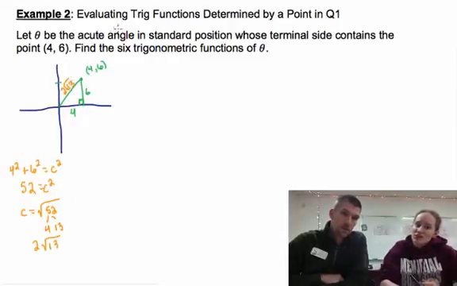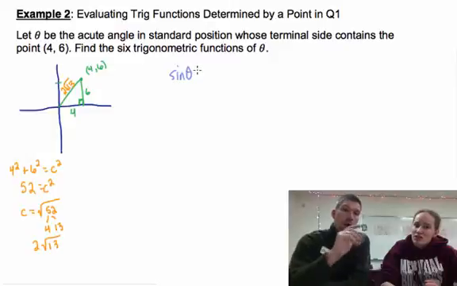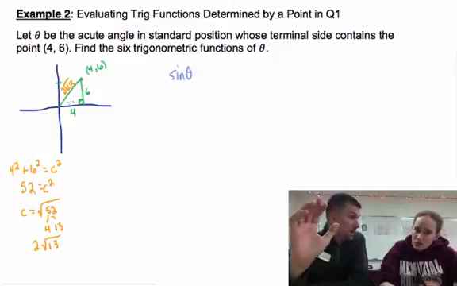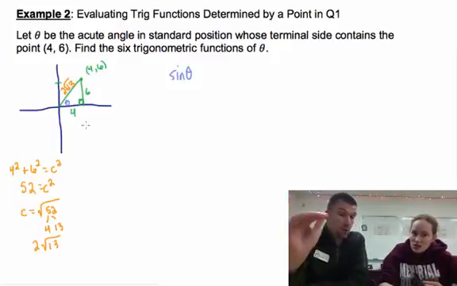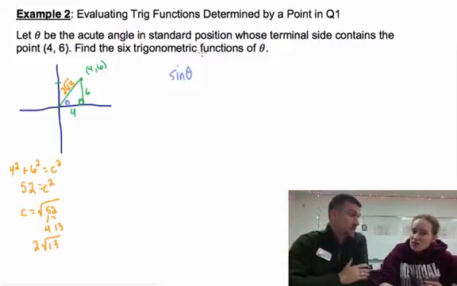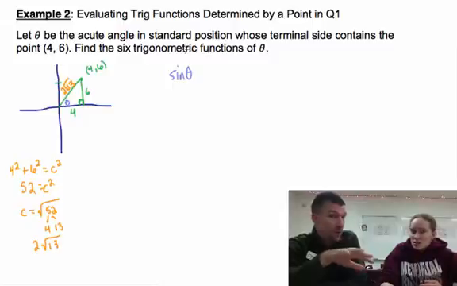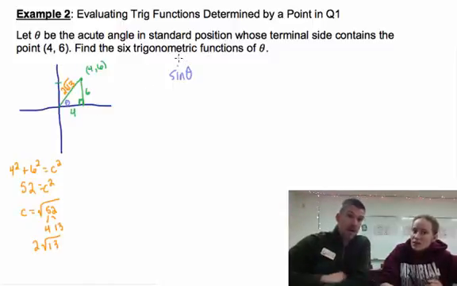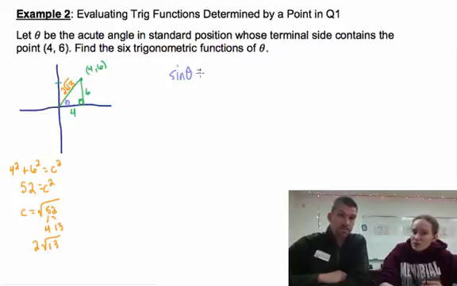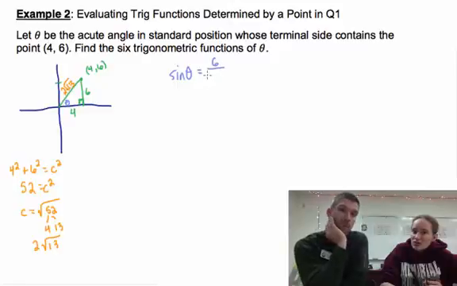Now we can find all 6 of our trig functions. So sine. And super important now is where that theta goes. It has to be down there between the hypotenuse and the x-axis. We can't just pick a theta anymore like we did early on. It has to be right here, or it's incorrect. So that tells us opposite over hypotenuse is 6 over 2 square roots of 13.